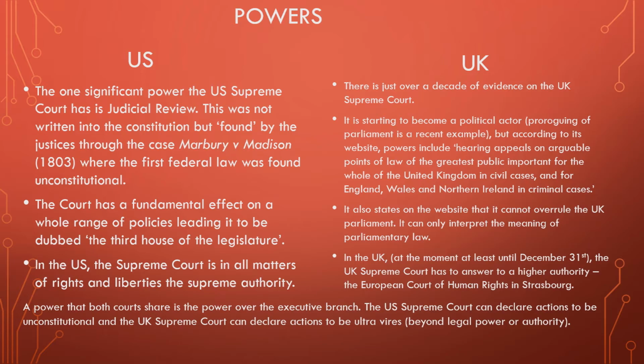At the bottom there is a power that both courts share, and that is the power over the executive branch. The US Supreme Court can declare actions unconstitutional, and therefore have them removed. And the UK Supreme Court can declare actions to be ultra vires, or beyond legal power or authority. We did talk about that, so if you're not sure what that means, or if you can't remember what that means, go back and look at your notes, because we did talk about it.